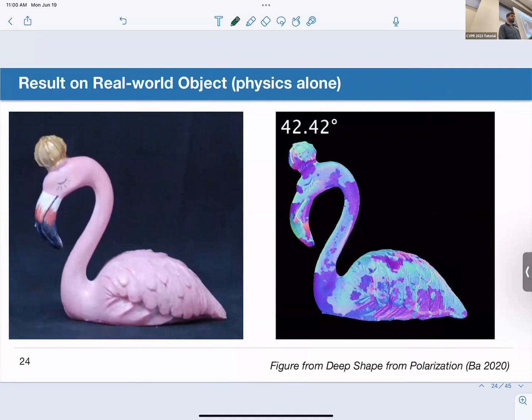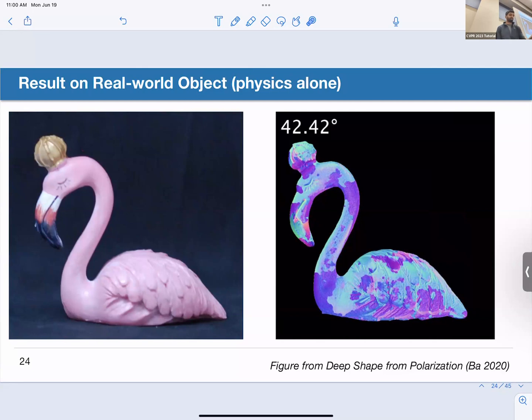Now, this object has mixed material. The beak is painted a different color: black, red, white, pink. Because it's a different color, different paints are used. Different paints have different materials. Different materials have different refractive index. So the different refractive indices are now showing up here, where you can see material artifacts showing up.